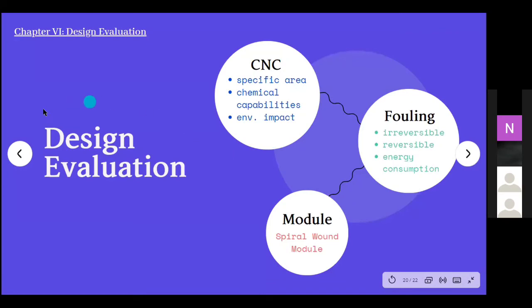The decision of using CNC as the nanomembrane in this water purification brings several benefits, such as high strength, hydrophilic surface chemistry, large specific area, low environmental impact, and promising absorption capabilities. However, due to its relatively small pores, membrane fouling cannot be avoided.